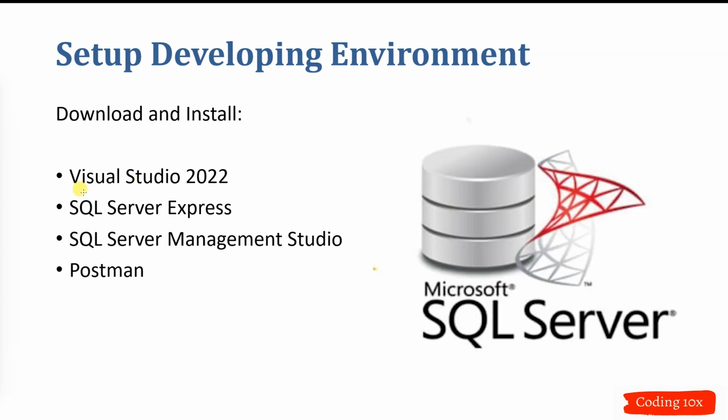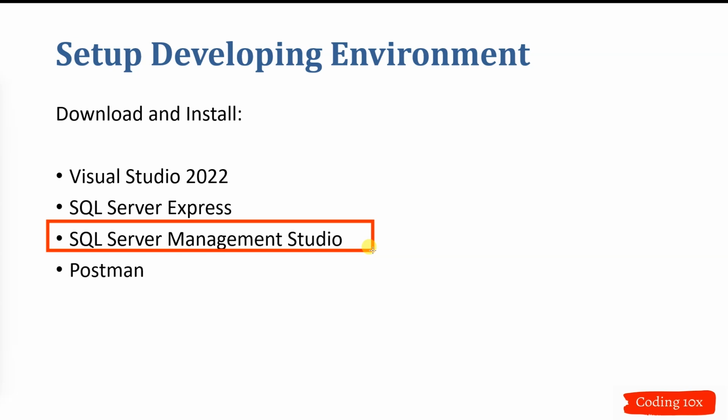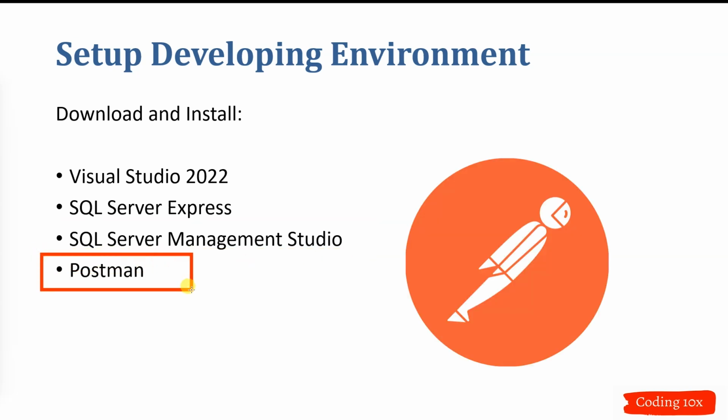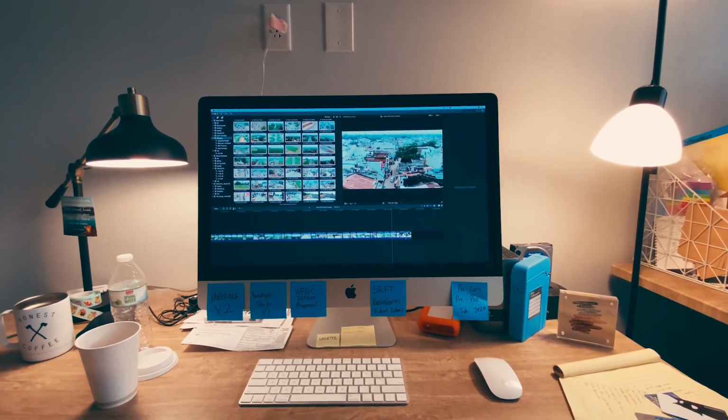We need to install SQL Server, a relational database management system, also known as RDBMS, used for storing and managing data. We need SQL Server Management Studio, a tool for managing SQL Server instances and databases. And finally, we need to install Postman, which is a platform used in testing APIs. Let's jump to the browser and start downloading and installing these tools.